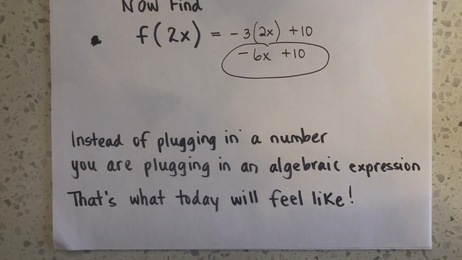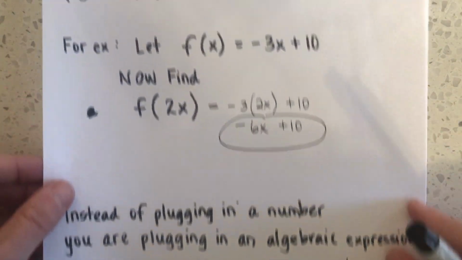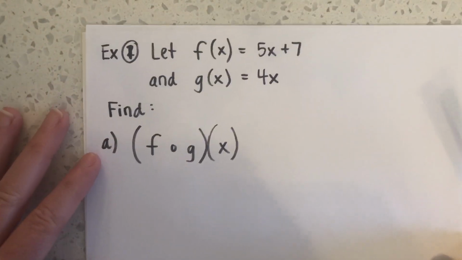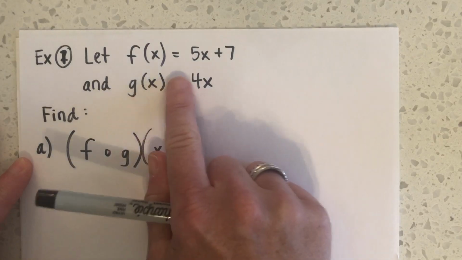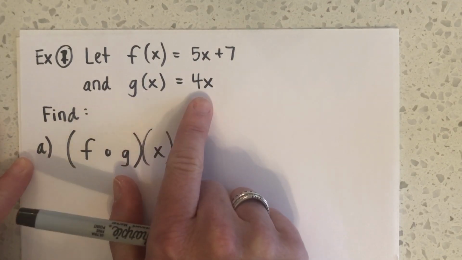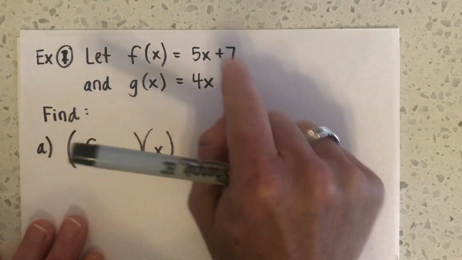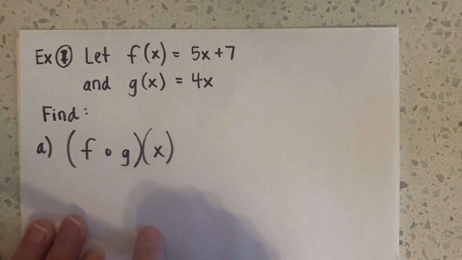So I'm going to start with some easy examples and then build towards the ones that require a little bit more work. All right, so let's look at this example. They give you two functions. They give you the function f of x, which is equal to 5x plus 7, and they give you function g of x that is equal to 4x. So these are two pretty simple functions. The easier these expressions are, the easier it is to do this.